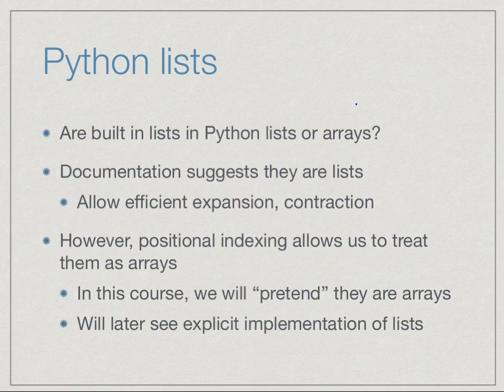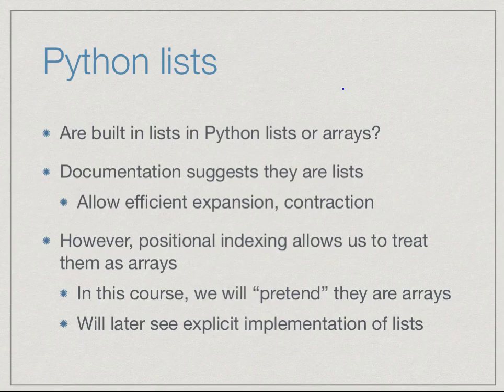So having discussed this abstractly, we are of course working in the context of Python. So the question is, are built-in lists in Python lists as we have talked about them, or are they arrays? Actually, the Python documentation would suggest that they are lists because you do have these expansion and contraction functions. So we saw we can do an append, or we can do a remove of a value, and so on.